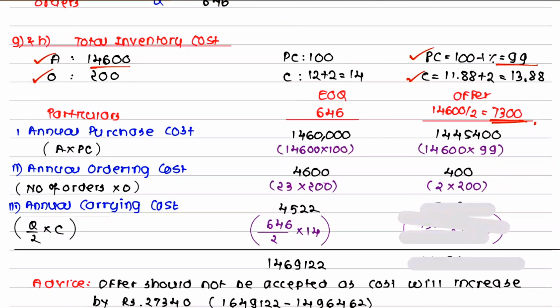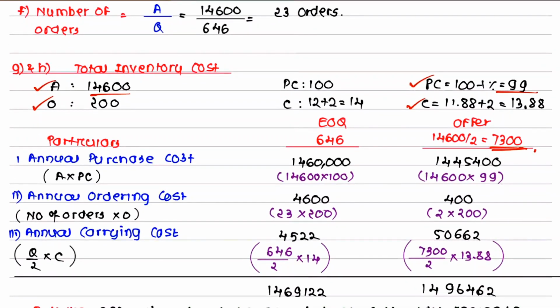Acha, what is your average carrying quantity? That is gonna be 7300 divided by 2. On an average you carry that Q by 2, and into what? Carrying cost is 13.88. So that is gonna be this, right? And if I add these three, I will get one answer. Acha, what are they asking? Will you accept the offer of this supplier? You have to check whether my cost is reducing or it is increasing.